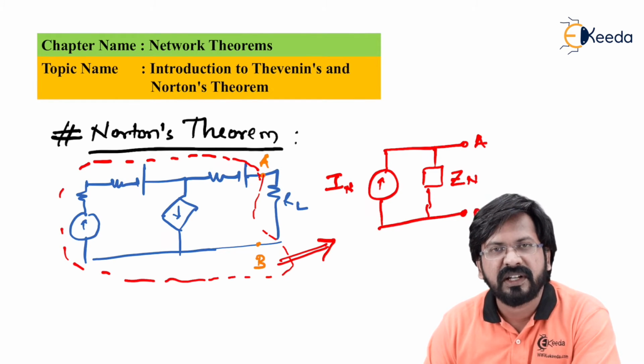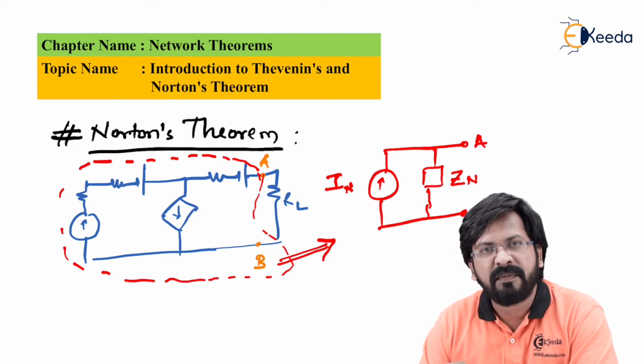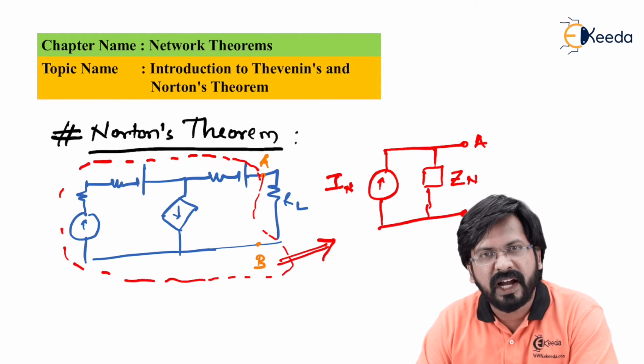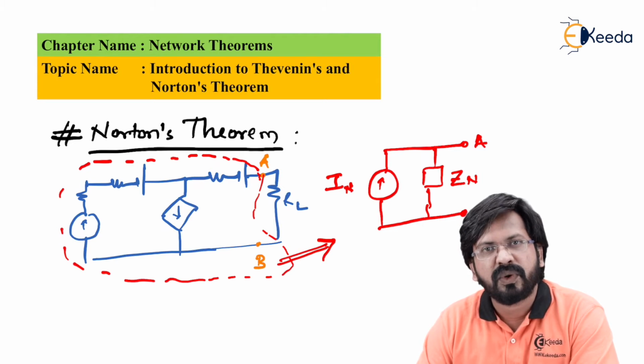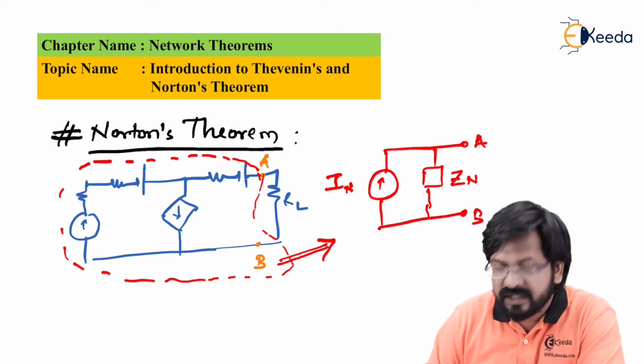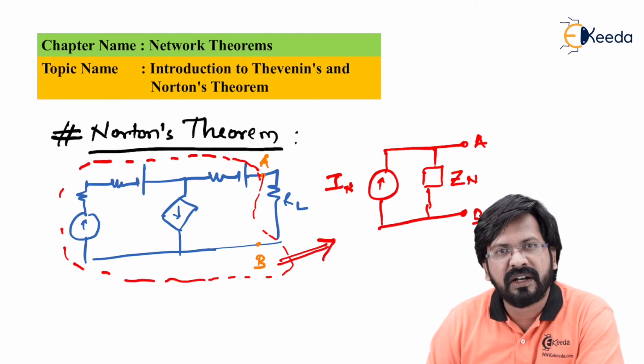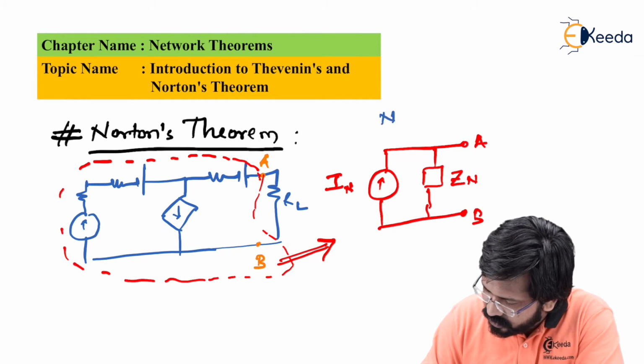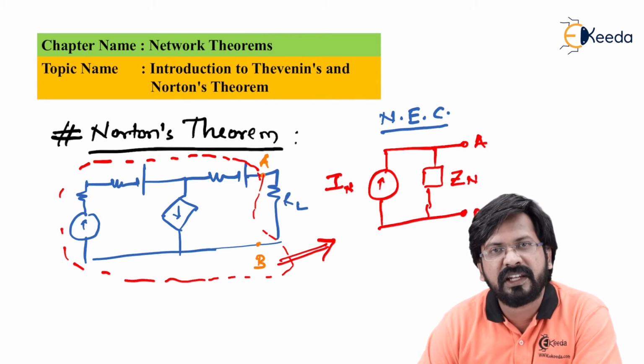So again, Norton's theorem is also simplifying the network, and Thevenin's theorem is also simplifying the network. The only difference is that Thevenin's theorem gives you an equivalent circuit where you have only one voltage source and one impedance connected in series with it, whereas Norton's theorem helps you simplify the circuit in a way where you have only one current source and only one impedance which are connected in parallel with each other. So the resultant circuit is called Norton's equivalent circuit. Whenever I say NEC, it means Norton's equivalent circuit.